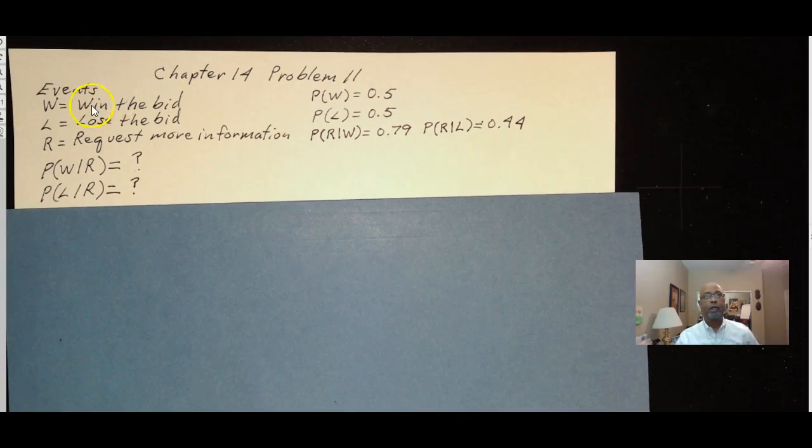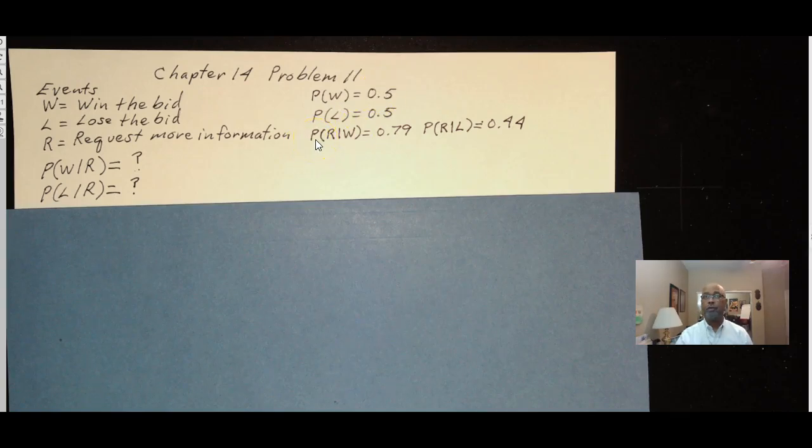So we have two events, where W is we win the bid, L is we lose the bid, R is the request for more information. So the probability of winning is 0.5. The probability of losing is also 0.5. These two events are mutually exclusive. You either win or you lose.